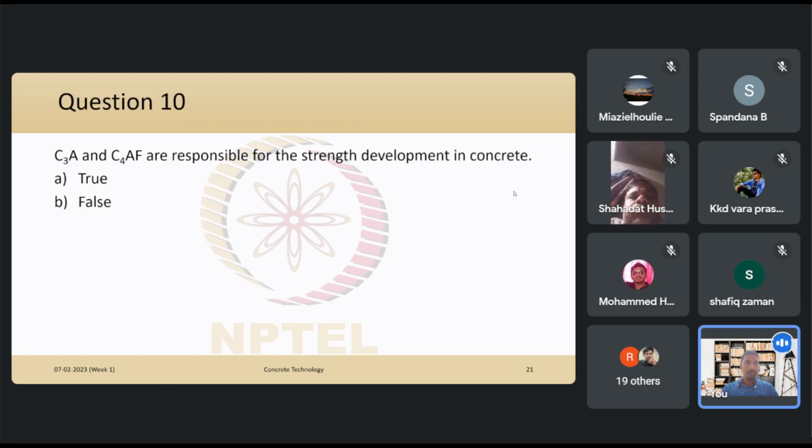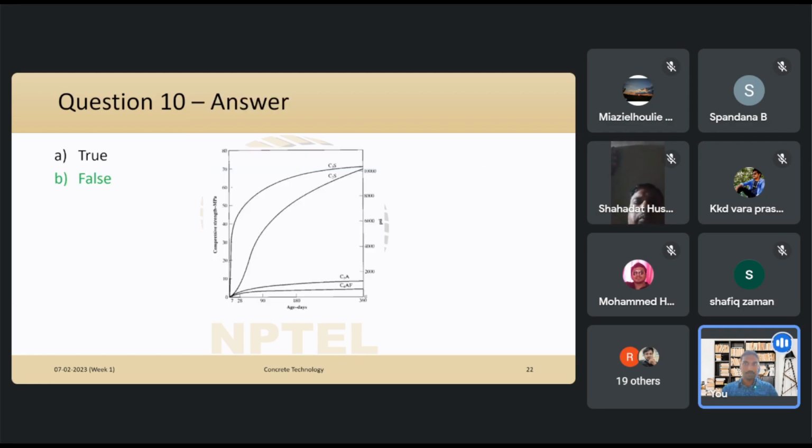Okay, so we have a majority of votes for option B. The majority says that it is false, and the right answer is indeed false. C3A and C4AF are not responsible for developing the strength of concrete. This is what I wanted to clarify when we looked at the question on initial setting. The question there was about which of the components was responsible for initial setting. Some said that it is the tricalcium silicate, but that was not the case.